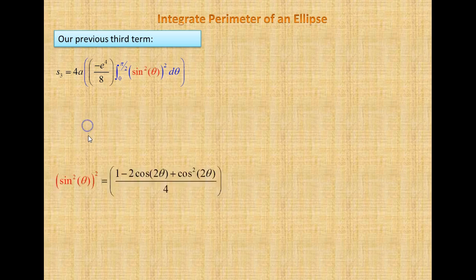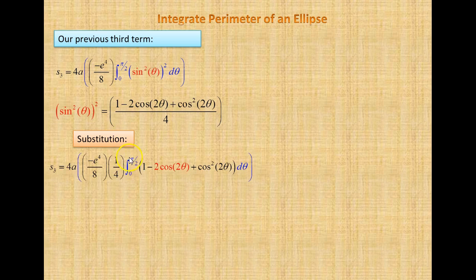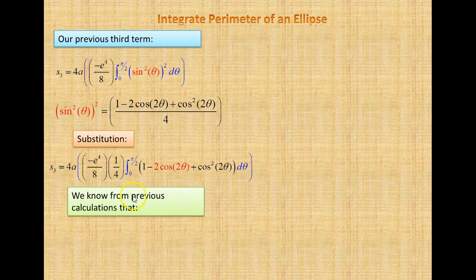So our previous third term and our identity, and now we can substitute. Now we've got a longer integral here, okay? We know from previous calculations that the integral from 0 to pi over 2 of cosine 2 theta is equal to 0. That's 0 because we know what it was previously, okay? So there's no sense in doing that again.